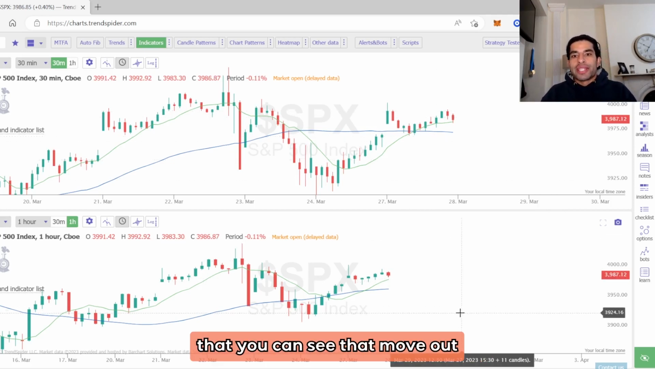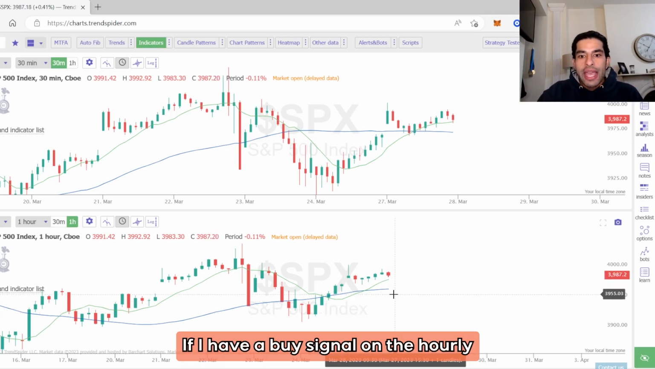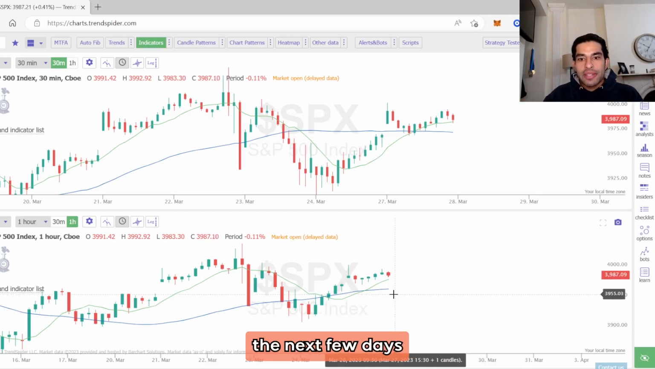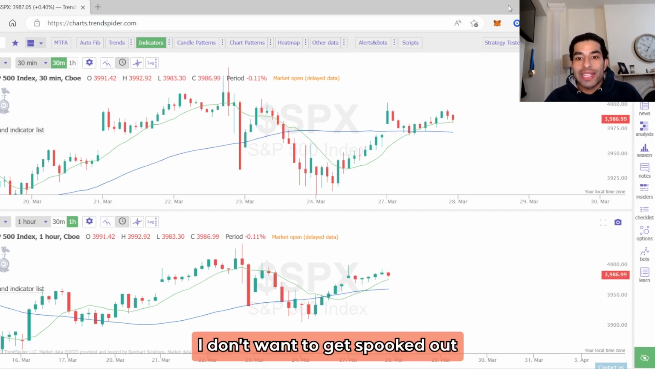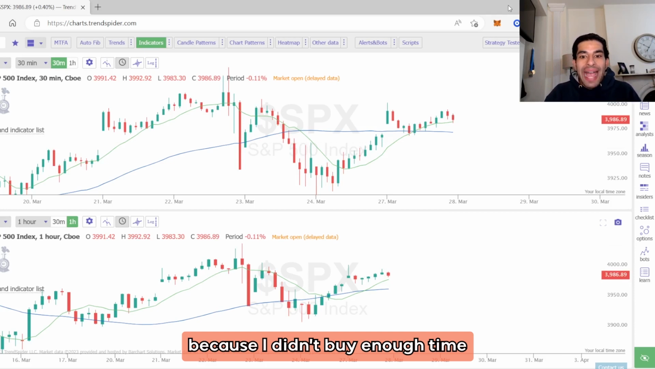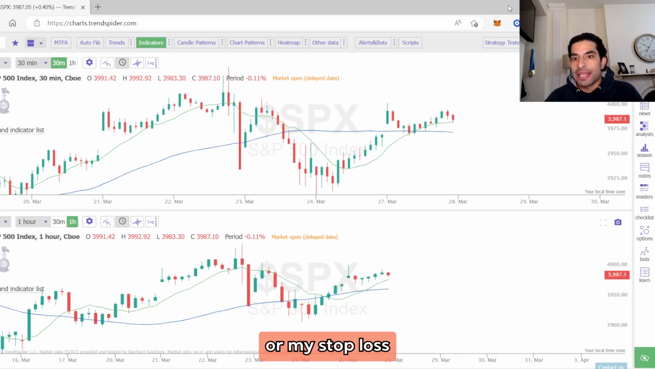You want to make sure that you can see that move out and you want to be able to trade the chart. If I have a buy signal on the hourly and I think that over the next few days the market could rip 50 to 100 points in my favor, I don't want to get spooked out because I didn't buy enough time on my options contracts and I was forced to exit or my stop loss hit.